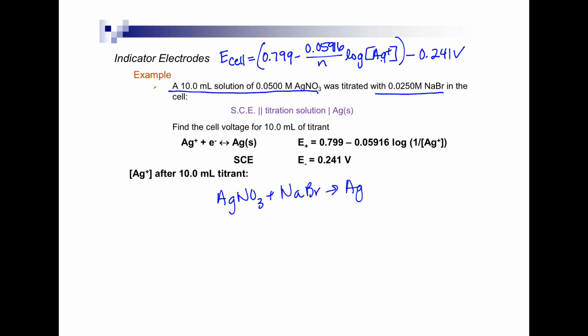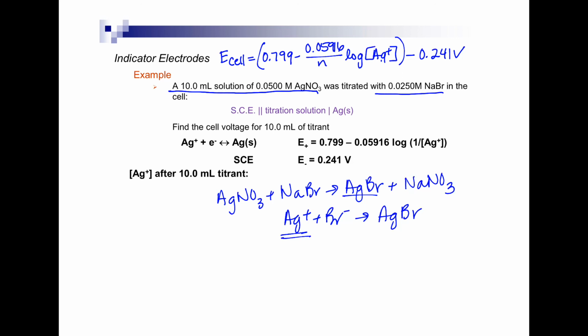This is going to make silver bromide and sodium nitrate. Okay. Now, as the sodium bromide is made, it's going to take down the silver ions in solution. If you were to write a net ionic equation for this, it would be silver ions plus bromide ions, making silver bromide. So as we add the sodium bromide to the silver nitrate, the amount of silver ions is going to go down in solution.